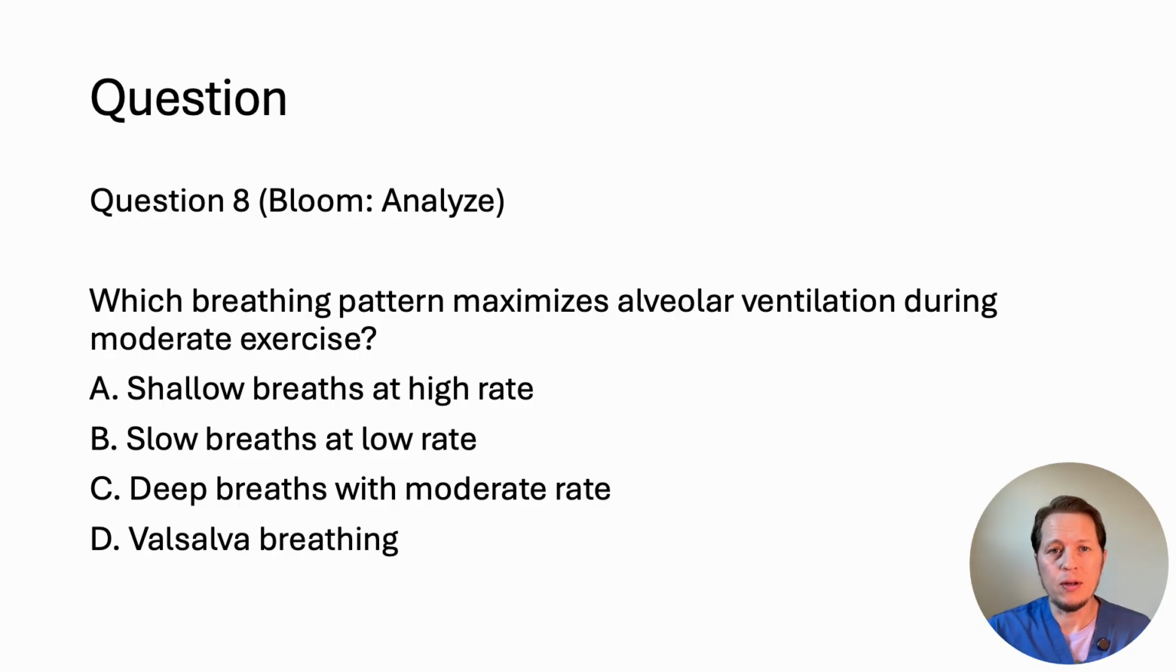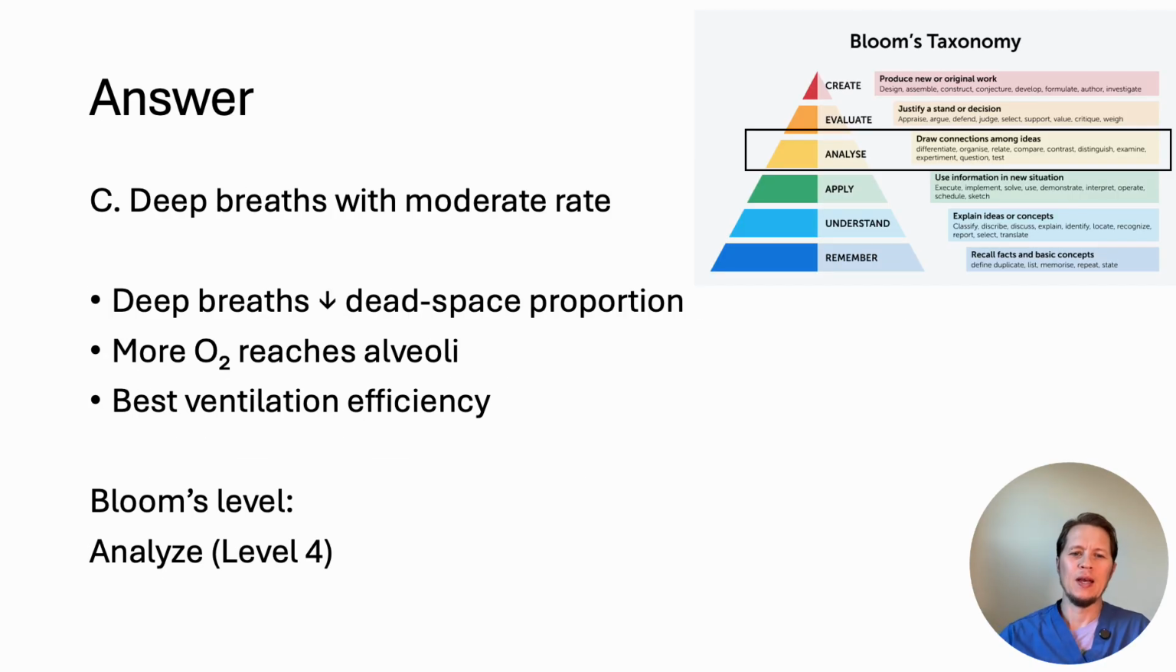Which respiratory pattern maximizes alveolar ventilation during moderate exercise? Is it A, shallow breaths at a high rate, B, slow breaths at a low rate, C, deep breaths with a moderate rate, or D, Valsalva? That one's tricky. It is C, deep breaths with a moderate rate. Increasing your tidal volume, the depth of your breath, increases the fraction of air that reaches gas exchange surfaces, not the dead space, but the respiratory space. So that one's a little bit harder, where you're moving up from apply into analyze, trying to draw connections among knowledge and concepts that you've learned in this class.